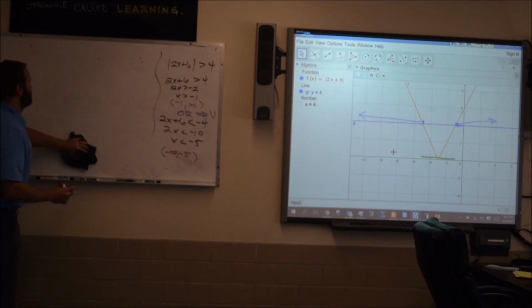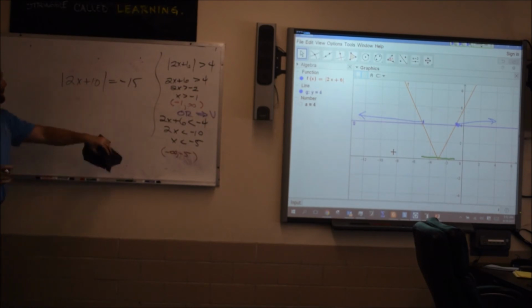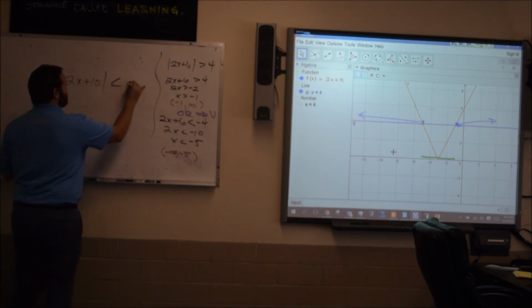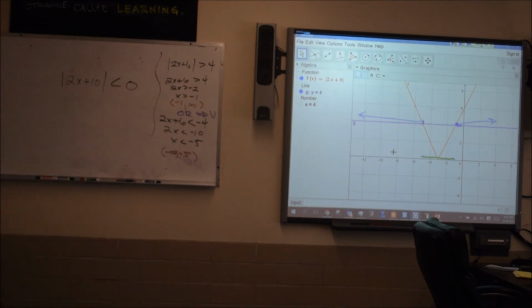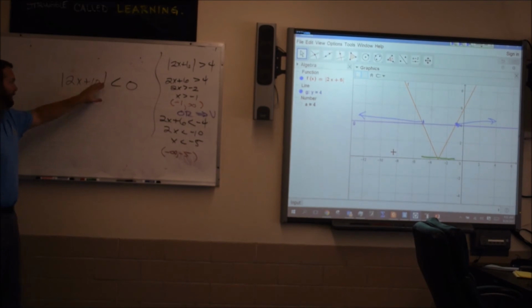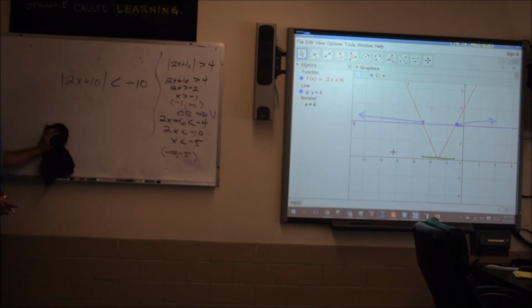Let me ask this question. You told me if I take absolute value of 2x plus 10 is equal to -15, you told me what about that? It's impossible. No solutions, right? Absolute value can never be negative. So what if I do this? When is the absolute value less than 0? Never, right? Because absolute value less than 0, we're saying that it has to be a negative number. Well, absolute value can never be a negative number, so there's no solution there. Even if I get a -10 there, no solution there, right?